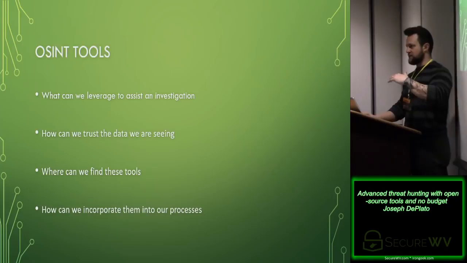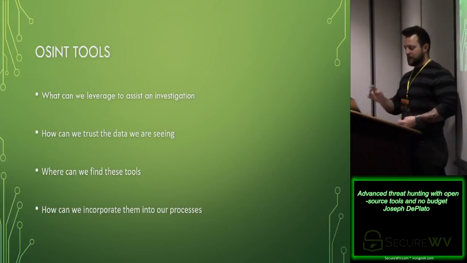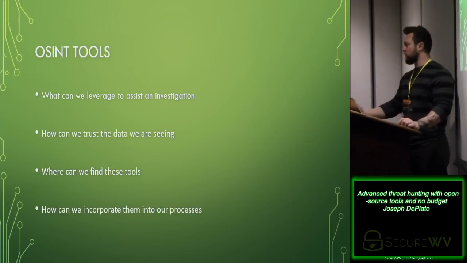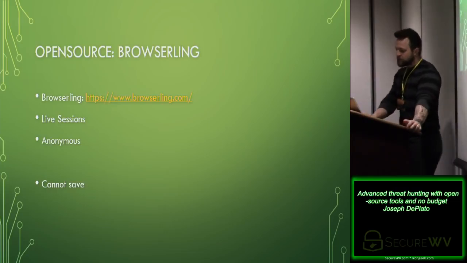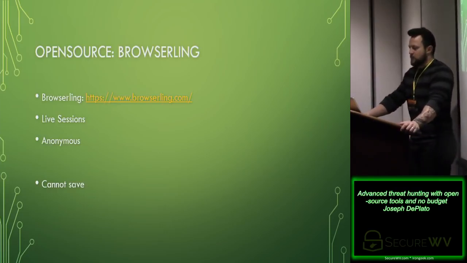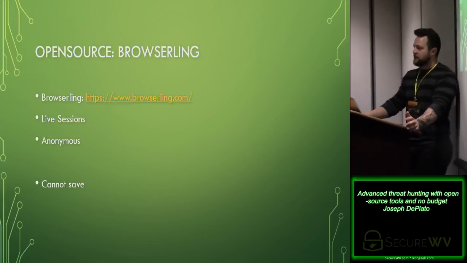So I have a number of items we're going to cover. What can we leverage to assist in an investigation? How can we trust the data we are seeing? Where can we find these tools? And how can we incorporate them into our processes? Because we're going to processes second, after all the OSINT tools, just put a note in that one and you can see how we can incorporate those.